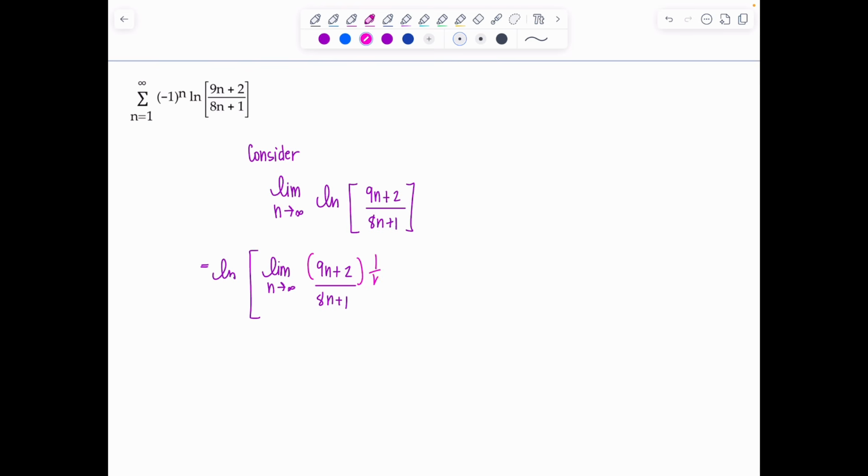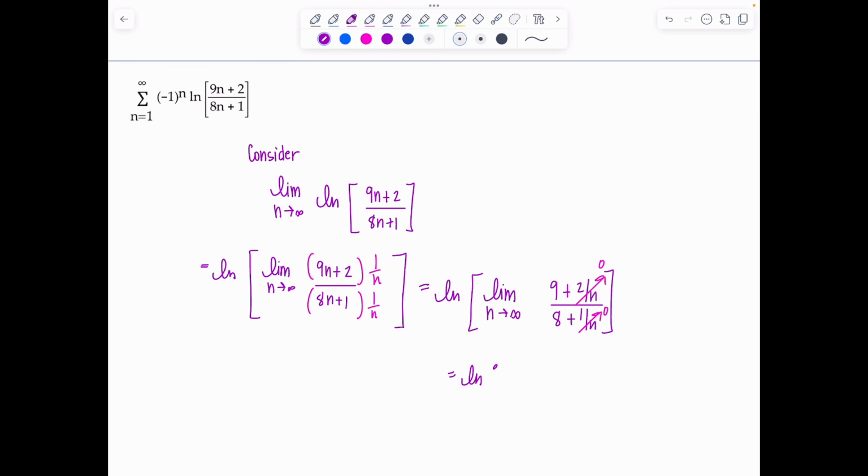Then I'm going to multiply everybody by 1 over n. So then I have natural log of the limit as n goes to infinity of 9 plus 2 over n over 8 plus 1 over n. These go to 0, and then I'm just left with natural log of 9/8, which is not 0.